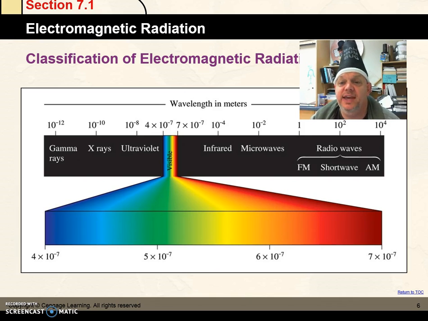We have gamma rays, X-rays, ultraviolet, then we have the visible, the rainbow. VIBGYOR: violet, indigo, blue, green, yellow, orange, red. That's one way to memorize the order of the spectrum. Or Roy G. Biv: red, orange, yellow, green, blue, and violet. Take your pick. Then after that, you have infrared, microwaves, radio waves, which include AM, FM, shortwave.